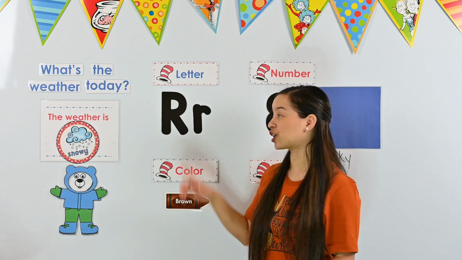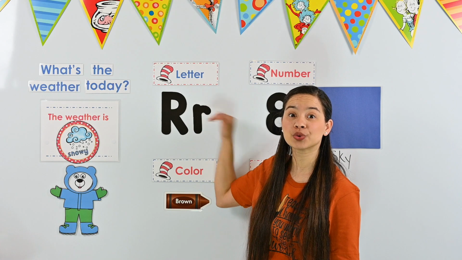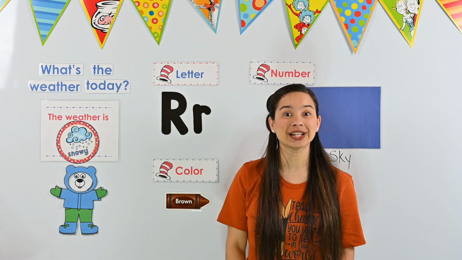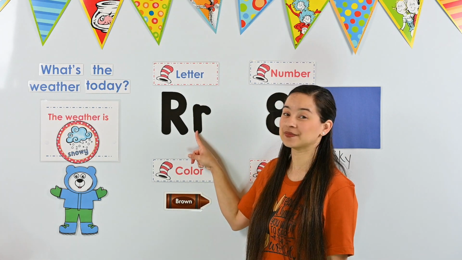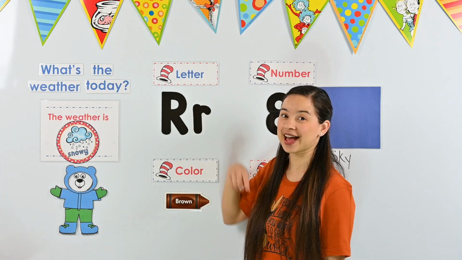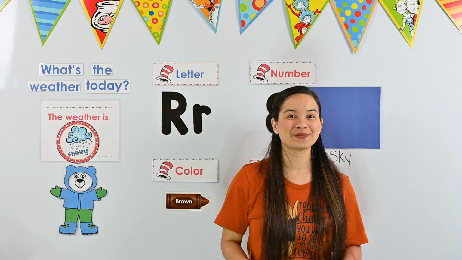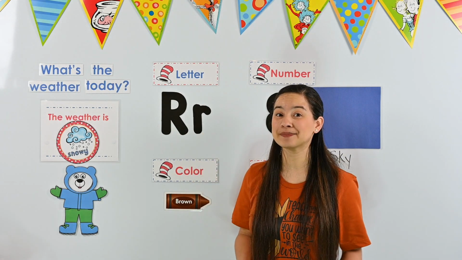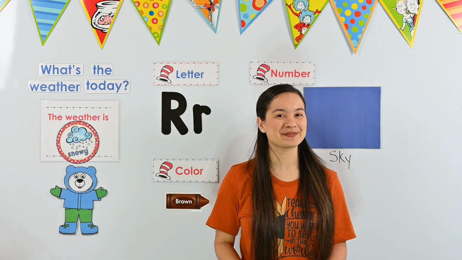Let's take a look at our lowercase r. Is it a tall letter or a short letter? Our lowercase r is a short letter. It has a straight line going down and a curve at the top. A small little curve, kind of like a hook. So, do our uppercase R and lowercase r look the same? No, they look very different.